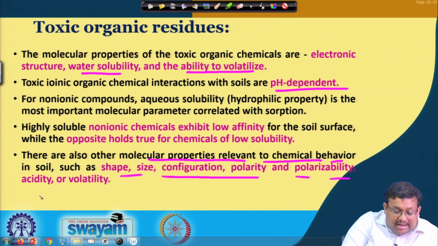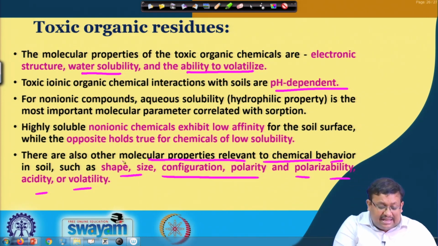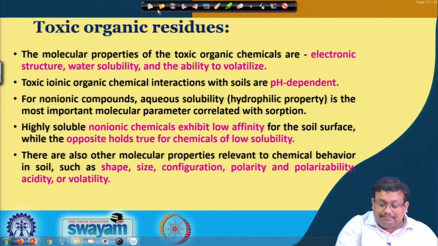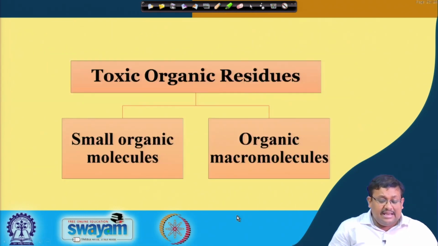So, all these are other molecular properties relevant to chemical behavior of soils, important properties like shape, size, configuration, polarity, polarizability, acidity and volatility. So, this is basically an overview of toxic organic substances. Let us move ahead and see the classification of the toxic organic residues.